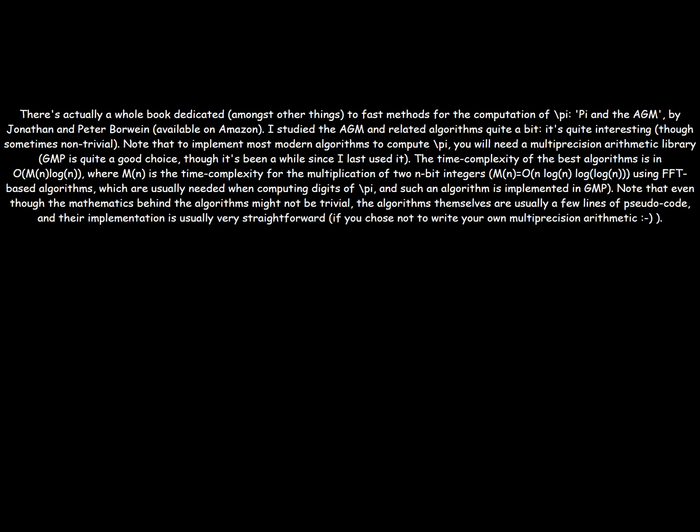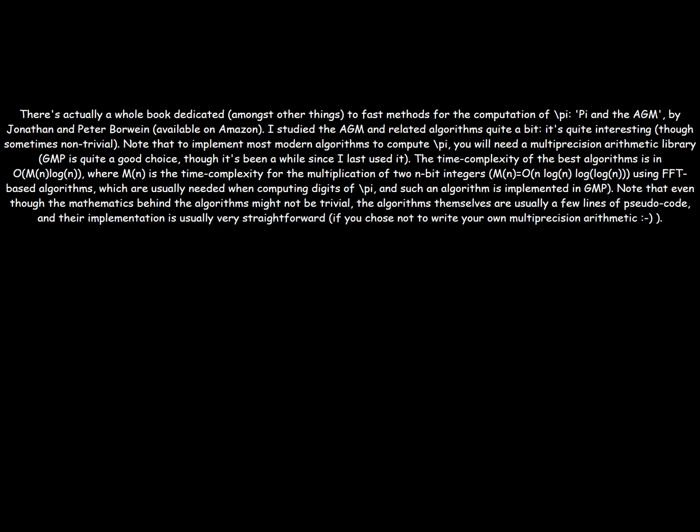There's actually a whole book dedicated, amongst other things, to fast methods for the computation of pi and the AGM, by Jonathan and Peter Borwein, available on Amazon. I studied the AGM and related algorithms quite a bit. It's quite interesting, though sometimes non-trivial. Note that to implement most modern algorithms to compute pi, you will need a multi-precision arithmetic library. GMP is quite a good choice, though it's been a while since I last used it.